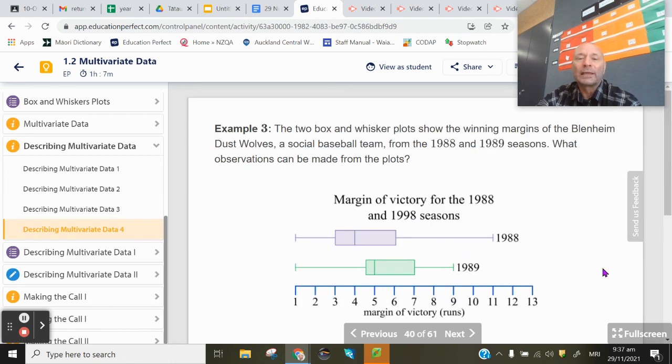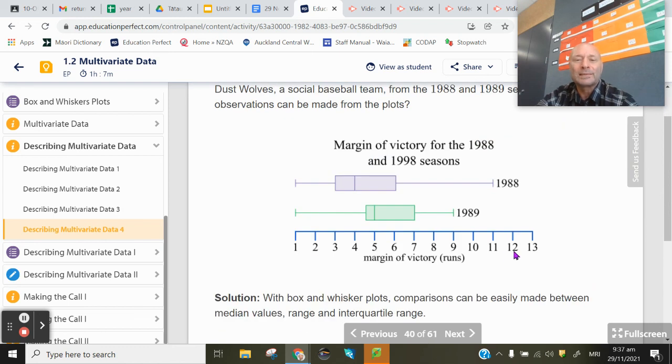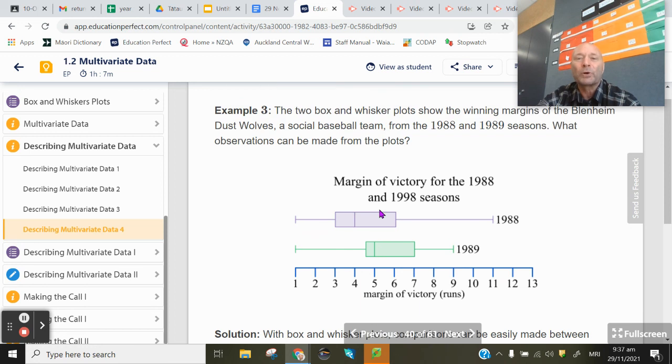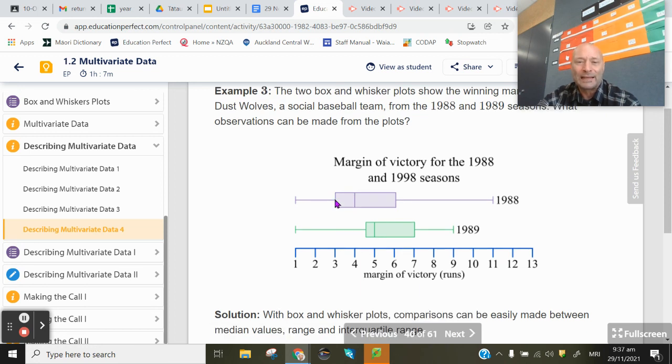Last one, looking at box and whiskers, we can see comparisons can be made. For example, the median for the 1988 season was a little lower than the average for the 1989 margin of victory. We can see that this middle 50% is bigger than this middle 50%, so it's a bit more varied. This one a bit more consistent.